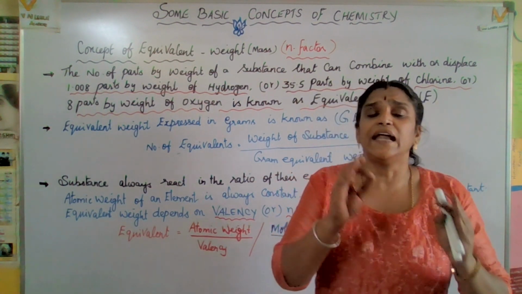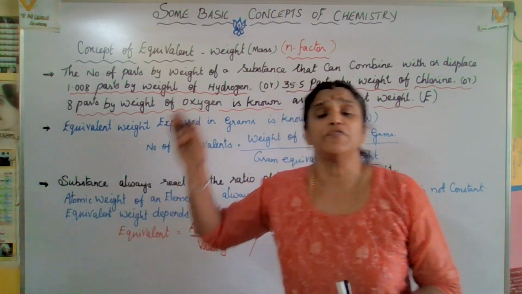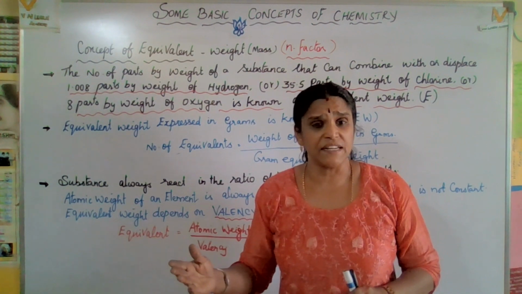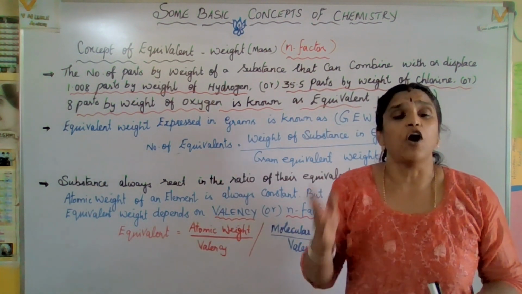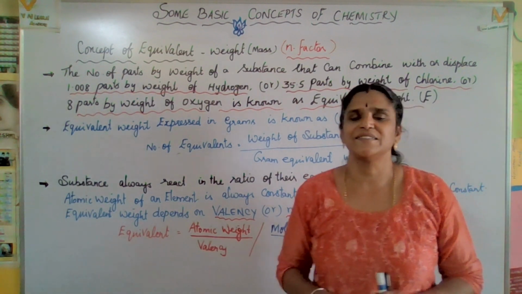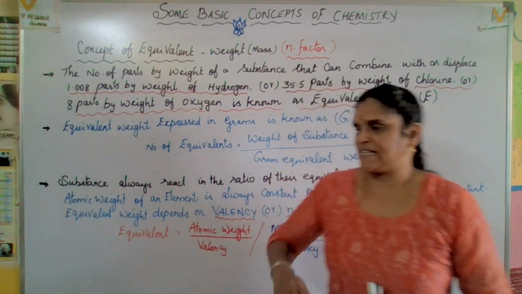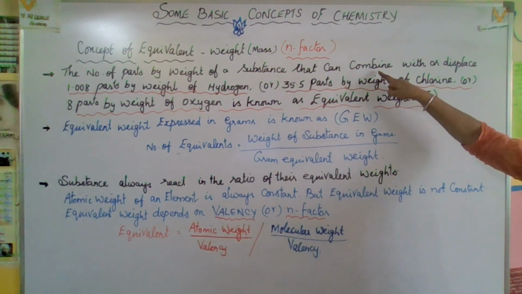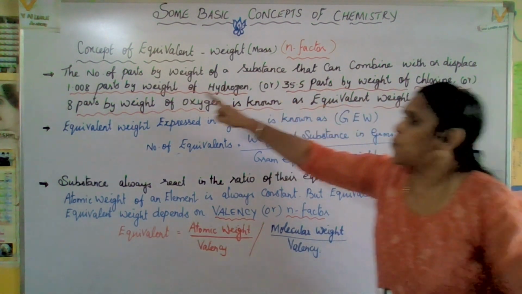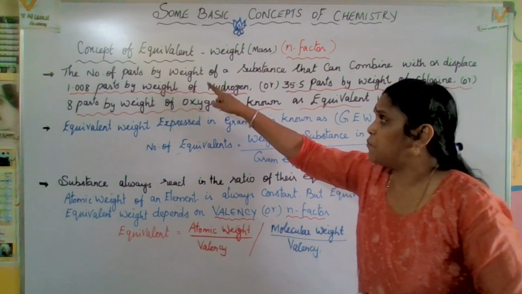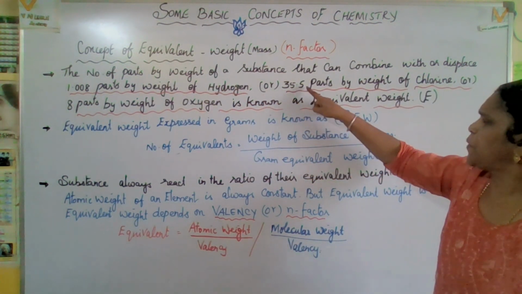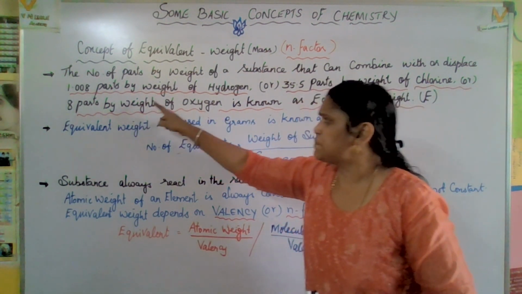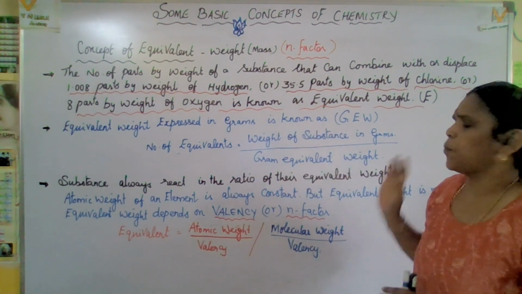Equivalent weight is the number of parts by weight of a substance that can replace the atomic weight of hydrogen, or atomic weight of oxygen, or atomic weight of chlorine. Let us check: the number of parts by weight of a substance that can combine with or displace 1.008 parts by weight of hydrogen, or 35.5 parts by weight of chlorine, or 8 parts by weight of oxygen is known as equivalent weight.